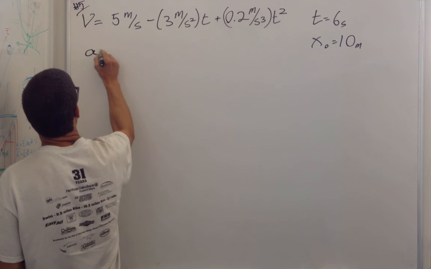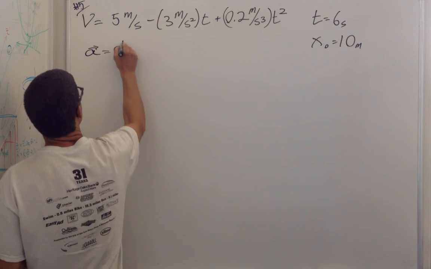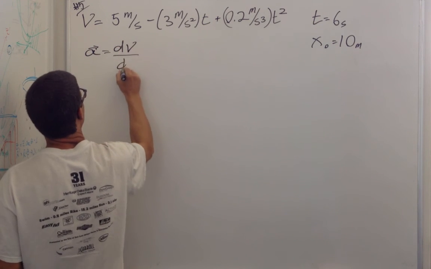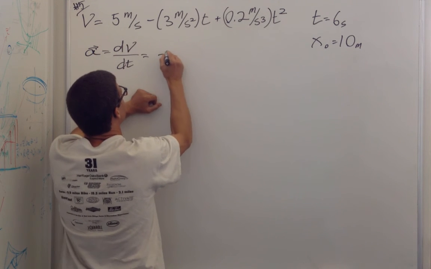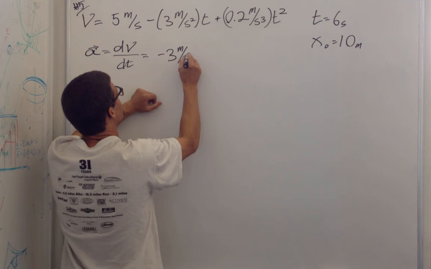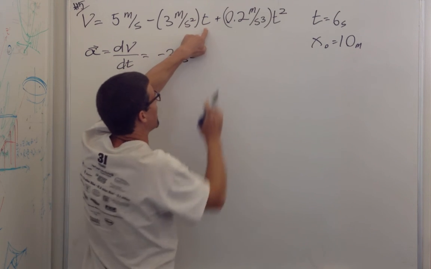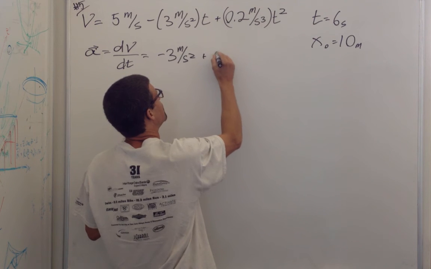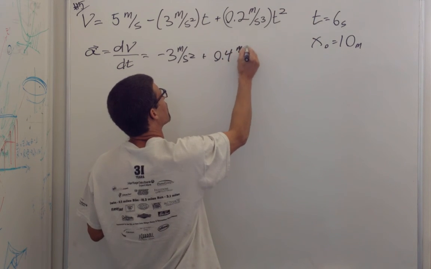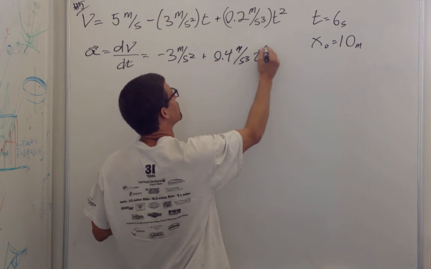So remember, acceleration is just the time derivative of velocity. So I can take this, it goes to 0. This is negative 3 meters per second squared. Derivative of that is 1. This brings out a 2, so I have 0.4 meters per second cubed t squared.